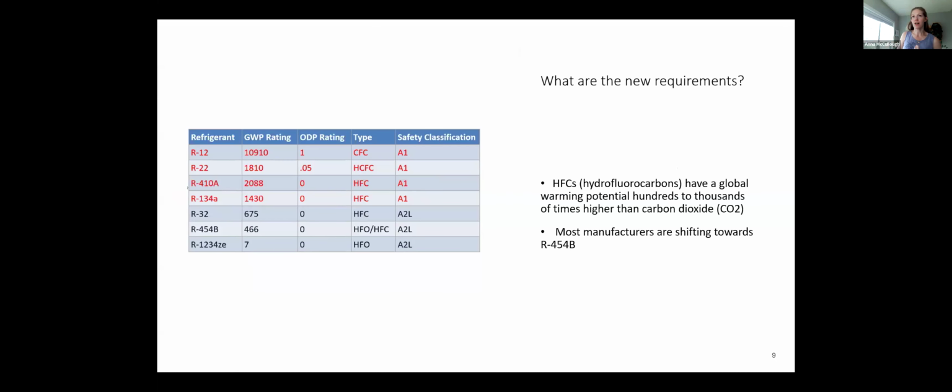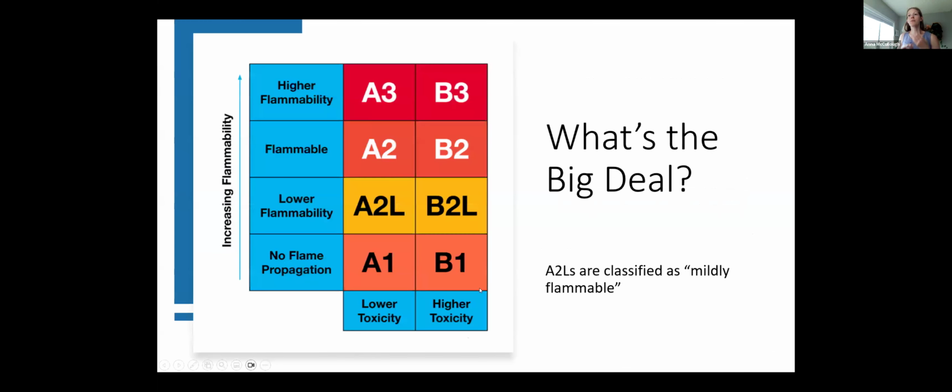If you'll remember, in this chart, R410A and R134A, which are the refrigerants we see most commonly in new construction right now, their safety classification is listed as A1. So when we look at this chart, we see that A1s have no flame propagation and they have a lower toxicity. We are bumping into this A2L range, which is classified as mildly flammable, but they are still a lower toxicity.